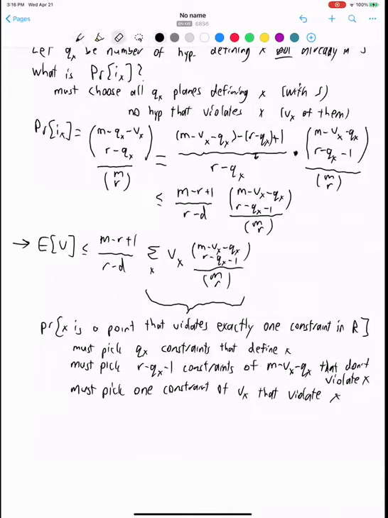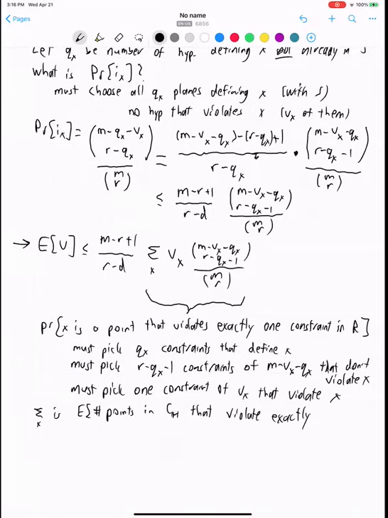sorry, I skipped a step. This inner quantity is the probability that X violates exactly one constraint, and that means that the sum over X is the expected number of points in C sub H that violate exactly one constraint in R. Okay, because I've derived a formula which says the probability that X violates exactly one constraint in R. So if I sum over all of the points, I get the expected number of points that violate exactly one constraint in R.